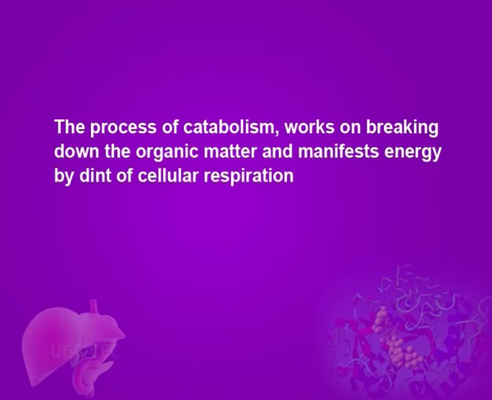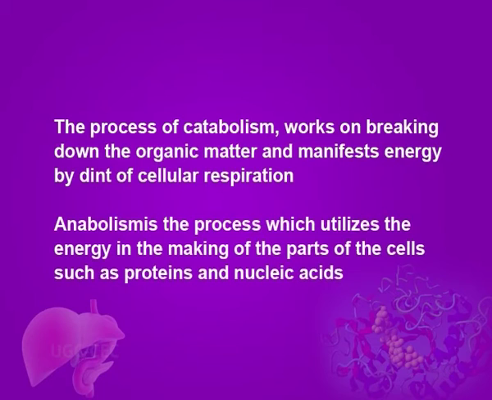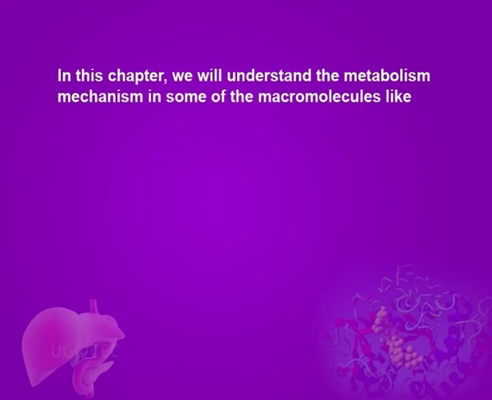The process of catabolism works on breaking down the organic matter and manifests energy by dint of cellular respiration, and anabolism is the process which utilizes the energy in the making of the parts of the cells such as proteins and nucleic acids. The metabolic system of any organism is the deciding authority in finalizing the nutritious and poisonous substances for the body. The speed of metabolism, the metabolic rate, are the influencing factors in deciding the quantity of food a living being will need to carry on with all the activities of life, and also has a sizable impact on the procedures used in obtaining food. In this chapter, we will understand the metabolism mechanism in some of the macromolecules like carbohydrates, lipids, proteins, nucleotides, etc.